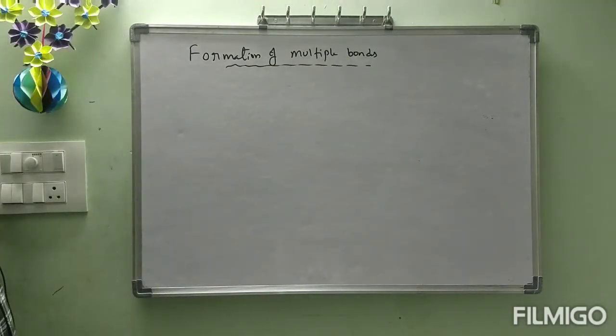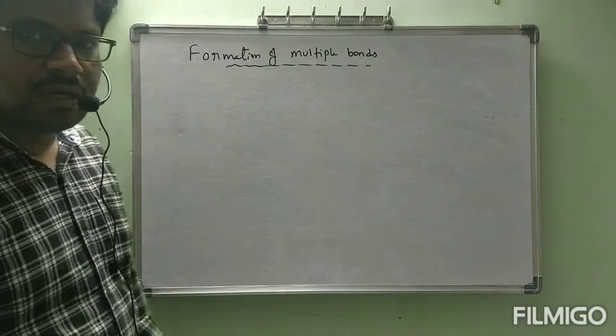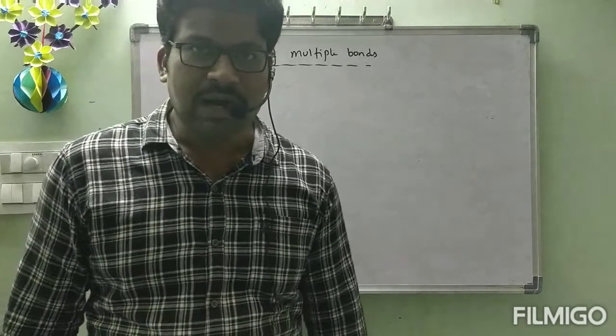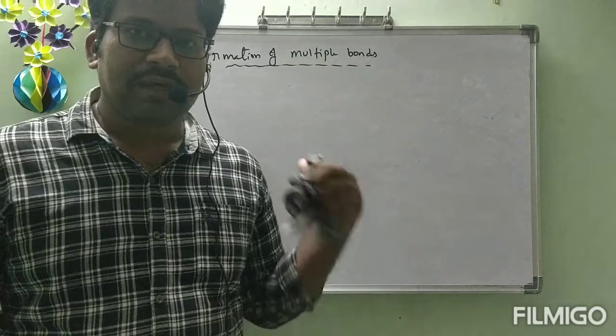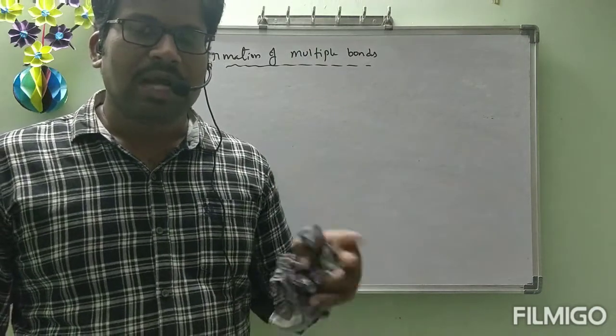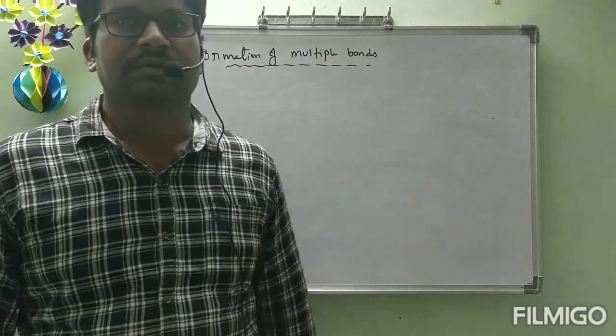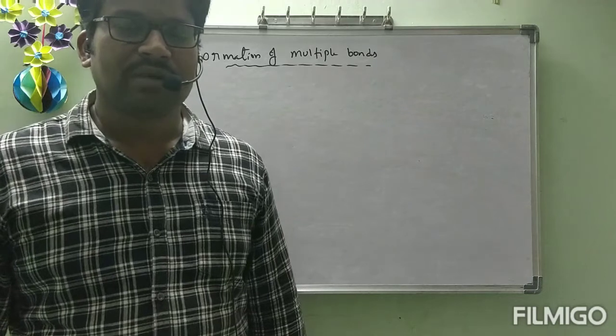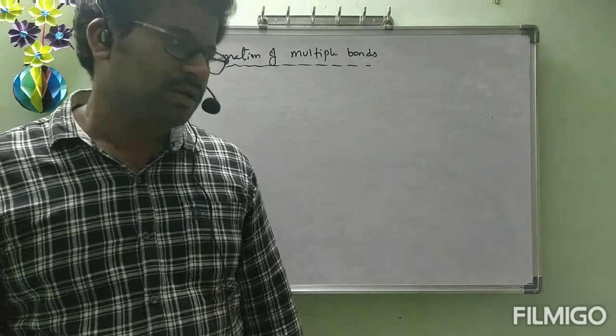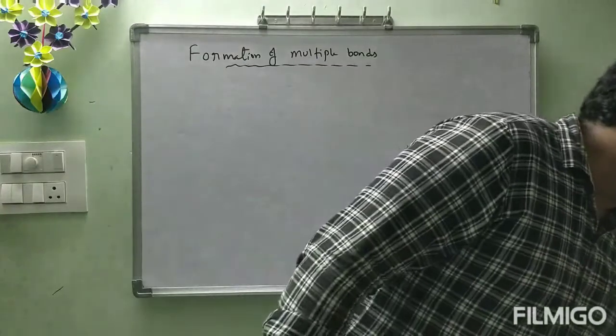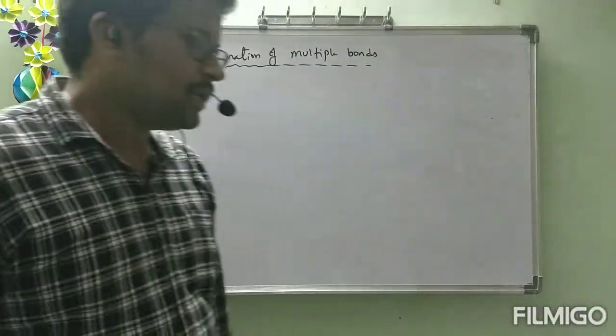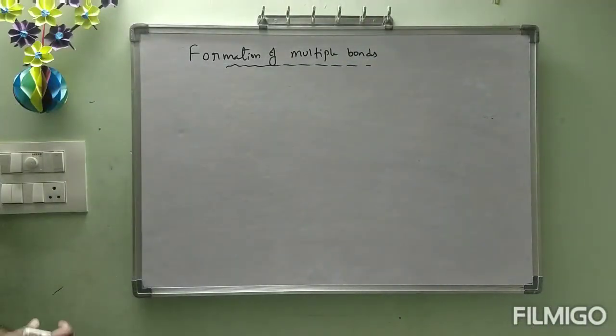Formation of multiple bonds. Multiple means that till now we have seen only one bond between two atoms. Here we can see formation of double bond as well as formation of triple bond. That one we can easily understand. Let us see, all of you.